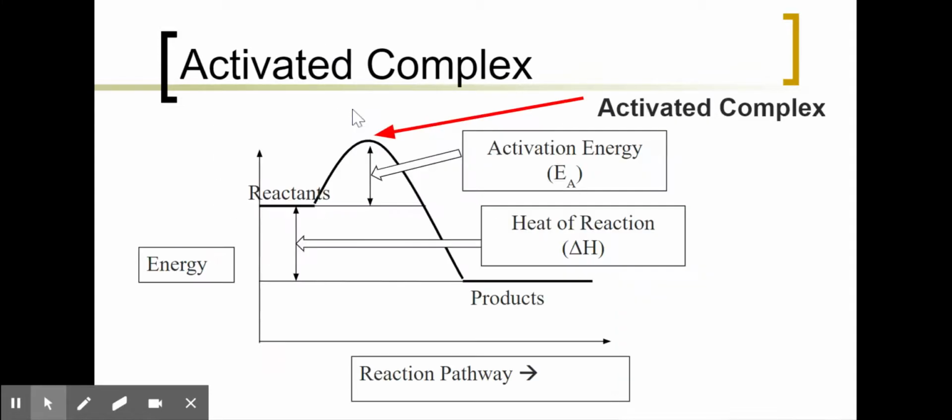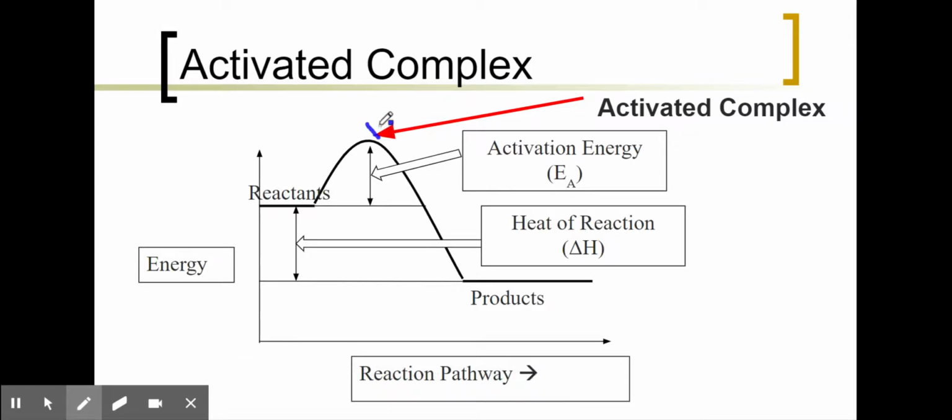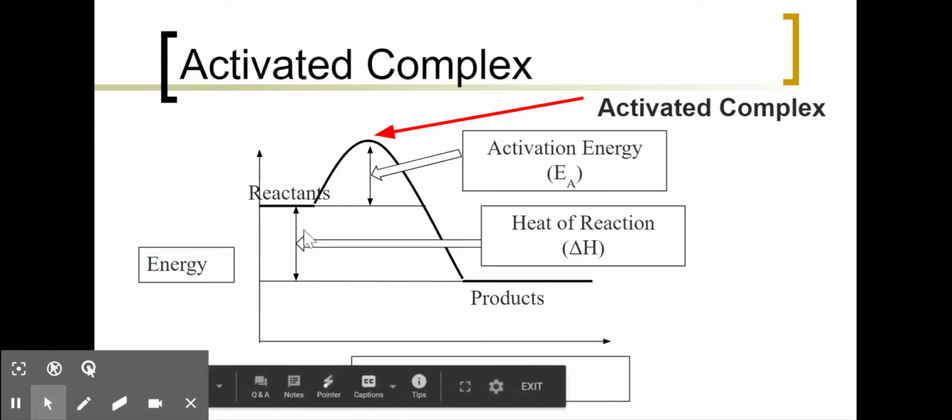We also call this the transition state. And again, the activated complex is right here. Okay, so where reactants meet up and collide with enough energy is right there. If they can get past that point, they start forming products. If they don't, then they will not form products. They go back. So they got to get to the activated complex to react. Okay, so that's a rule.